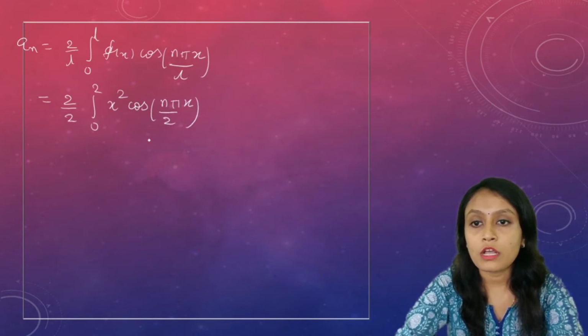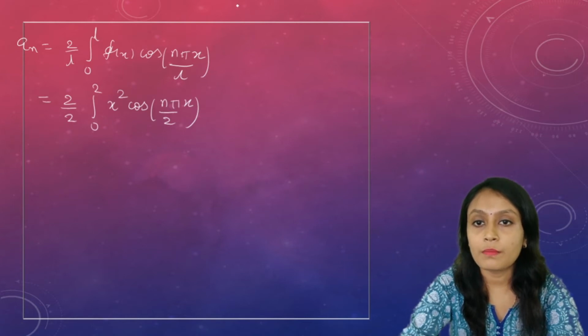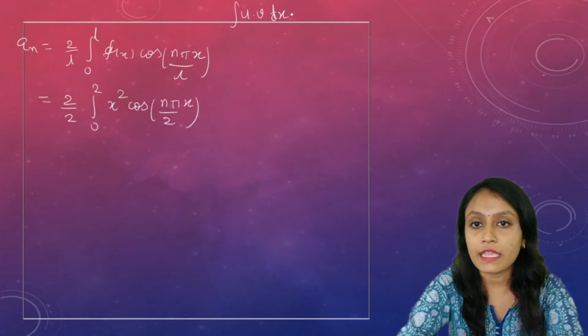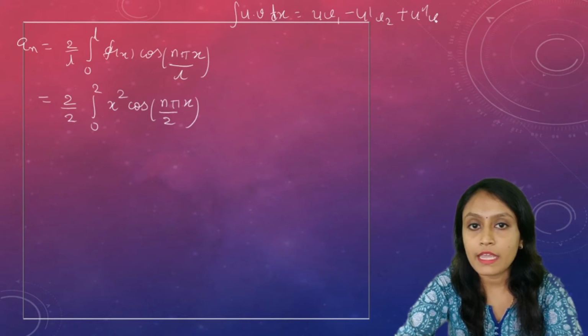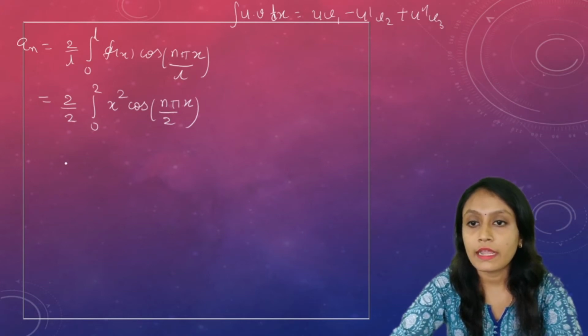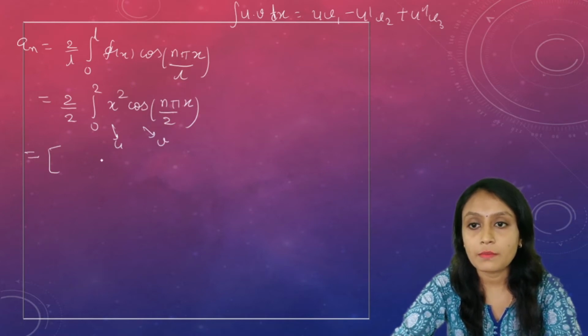Okay, now to solve this integration we have to apply this UV rule. So integration u dot v dx is equal to what? uv1 minus u dash v2 plus u double dash v3 and so on, right? So here firstly this 2 will get cancelled, okay, and just integrate it. So here our u is what? X square and v is what? Cos n pi x upon 2.